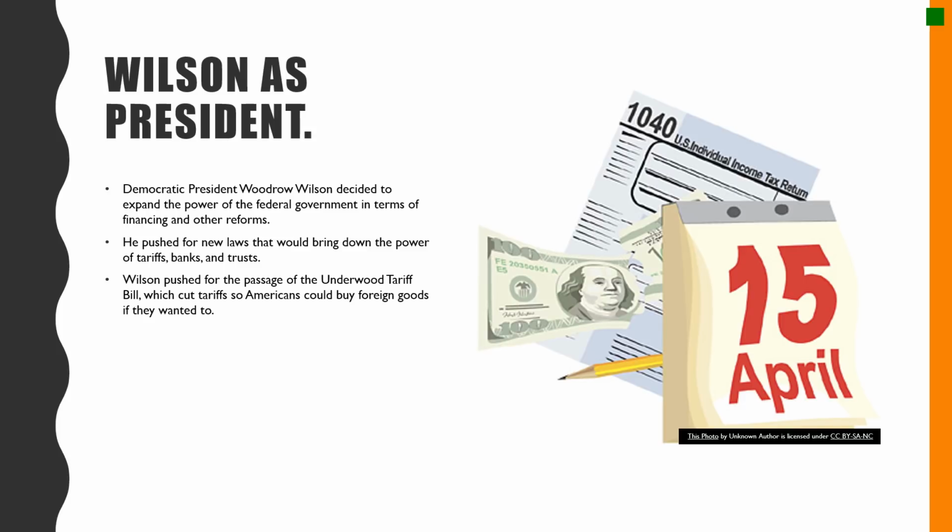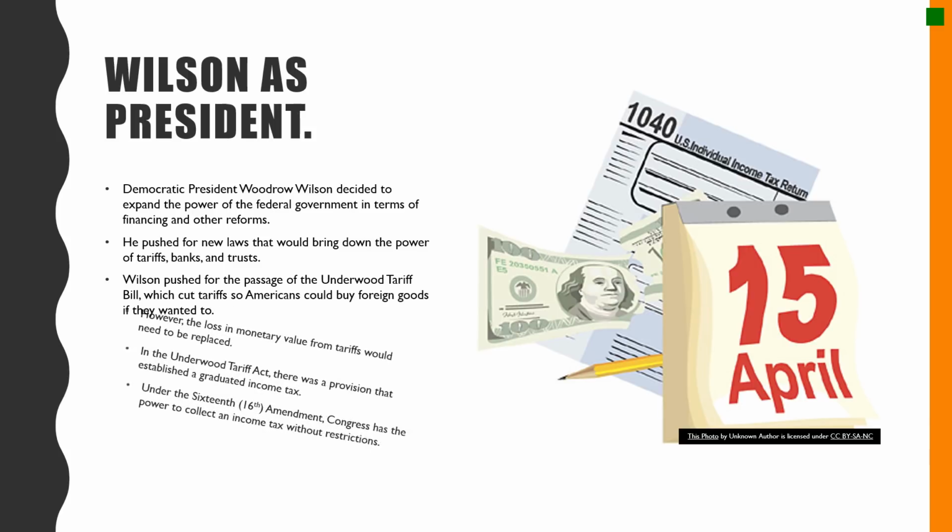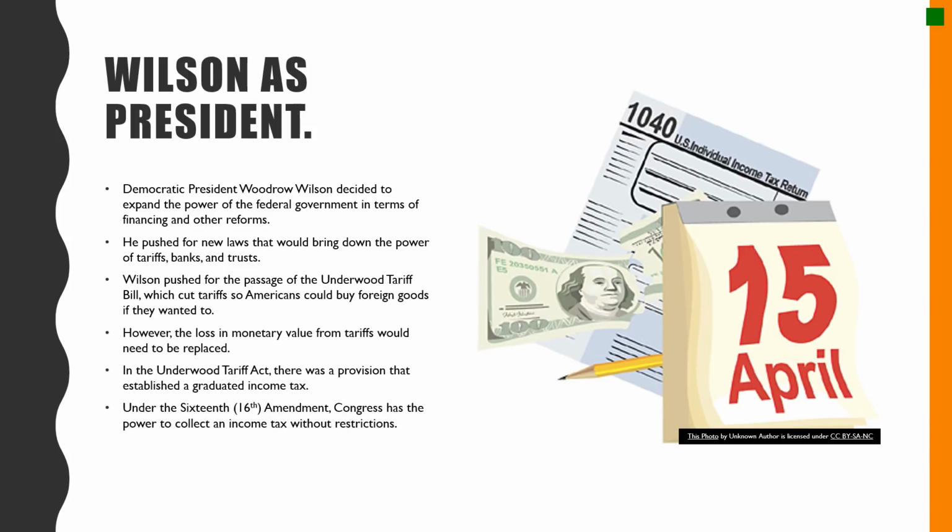Wilson pushed for the passage of the Underwood Tariff Bill, which cut tariffs, so if Americans wanted to buy foreign goods, they could afford to do so. The problem is that now, with the loss in tariff money, the federal government needed something to build up its money. With the Underwood Tariff Act, there was a section that established the graduated income tax. So under the 16th Amendment, Congress has the power to collect an income tax without restrictions.